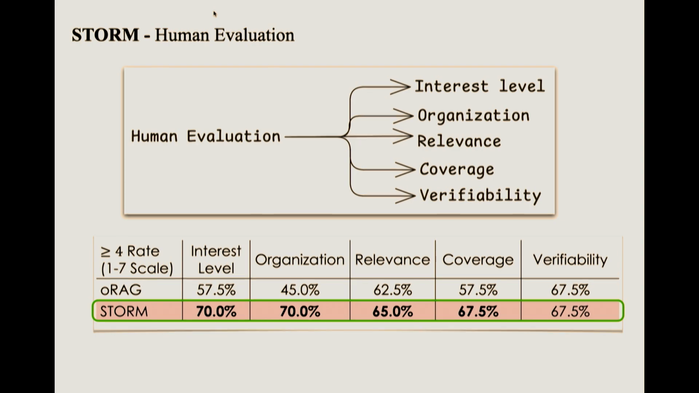The outline-driven RAG was the strongest baseline, and we asked the Wikipedia editors to compare the outline-driven RAG with Storm. Storm outperforms the strongest baseline across all dimensions: interest level, organization, relevance, and coverage of the report.